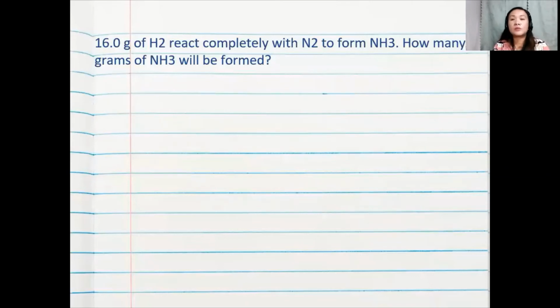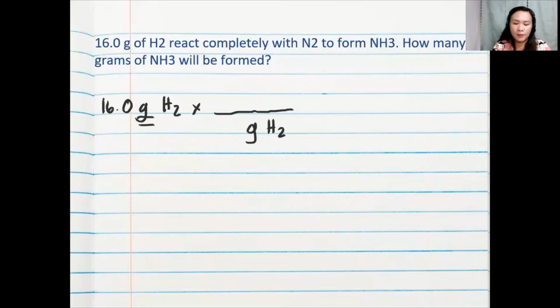Okay, next we write the given. So we have 16.0 grams of H2. Next, we write the molar mass of H2 so that we get rid of H2. Since this is grams, we need to put grams below. So grams of H2, and that will be 2.02 grams of H2 per 1 mole of H2, so that this and this will cancel.